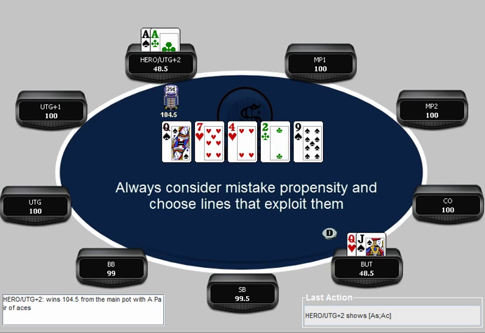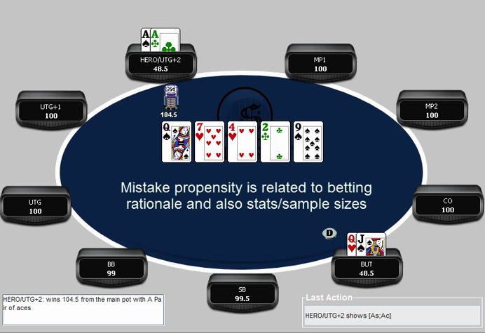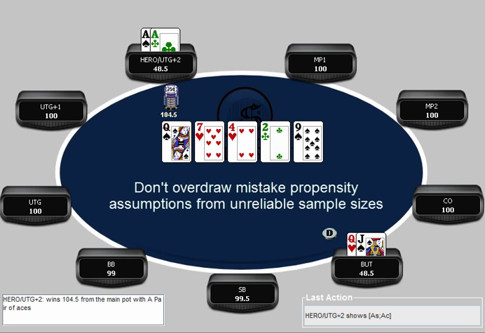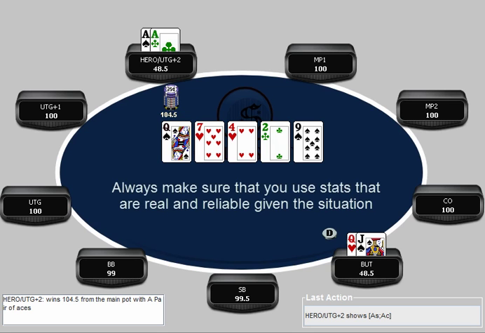And you'll also notice again, mistake propensity is tied in a little bit to the rationale for why we make plays, and also tied into the stats and sample size. If we have a guy who's running 50-25 over 4 hands, we don't know. We don't know if he's an aggro fish or a passive fish. He could just be a nit who had a card heater over 4 hands. We really have no clue. So again, if we're going to use stats to try to assume mistake propensity, we want to make sure that we understand that those stats are real. Because if they're not real, then there's going to be a lot more margin of error in the mistake propensity and the reads that we're building.